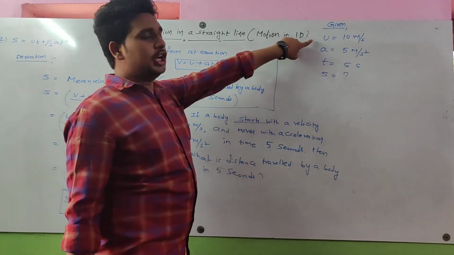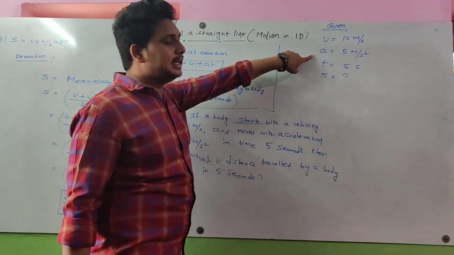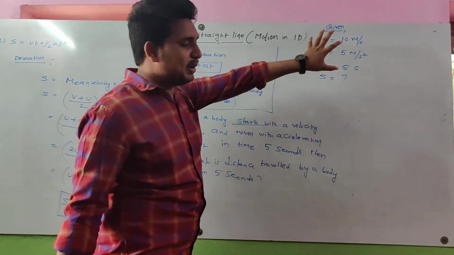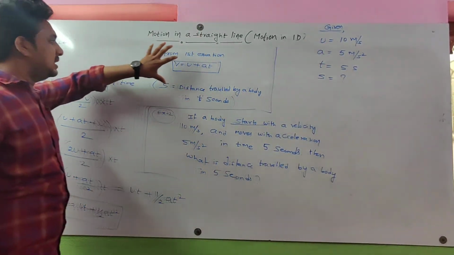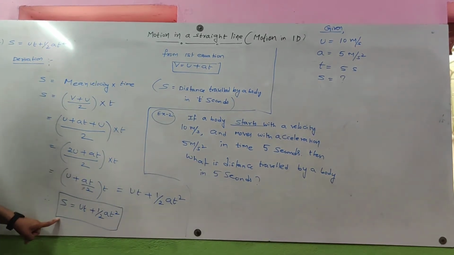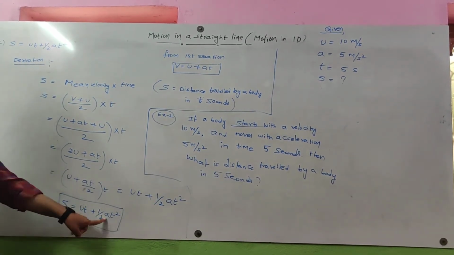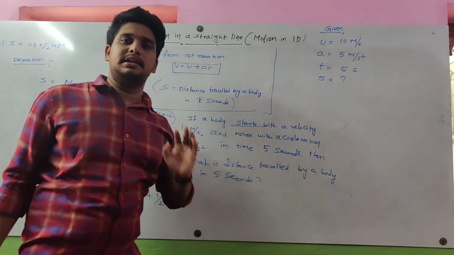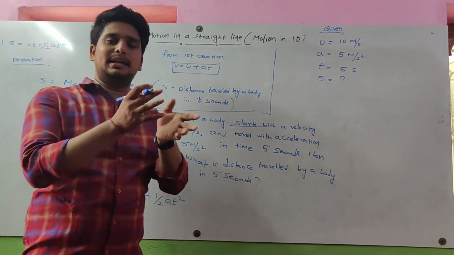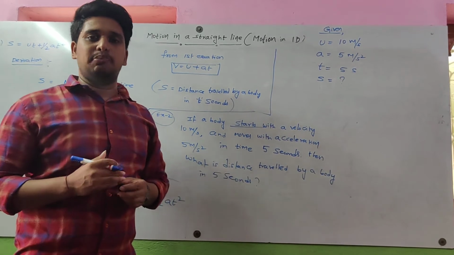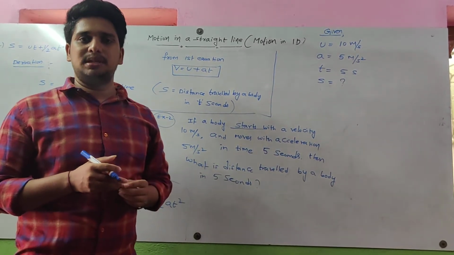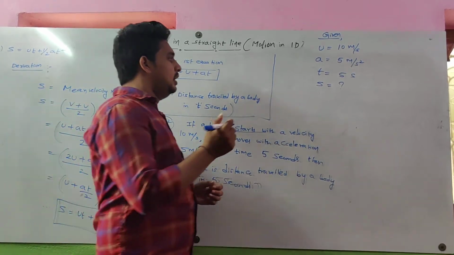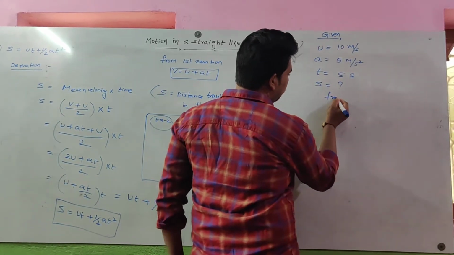Observe carefully. U is given, a is given, t is given, and s is to be found. These 4 parameters exist in the second equation only. So S, u, a, t: these 4 parameters exist in the second equation. That's why we apply the second equation of motion here. What is the second equation of motion? S is equal to ut plus half at square.